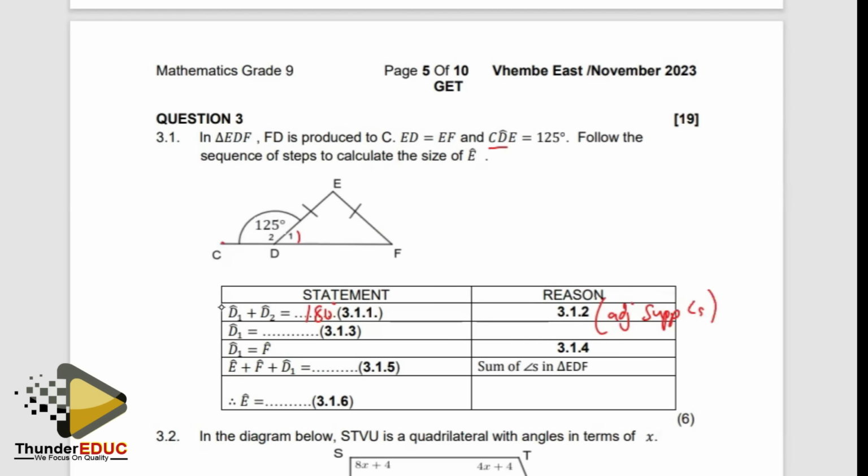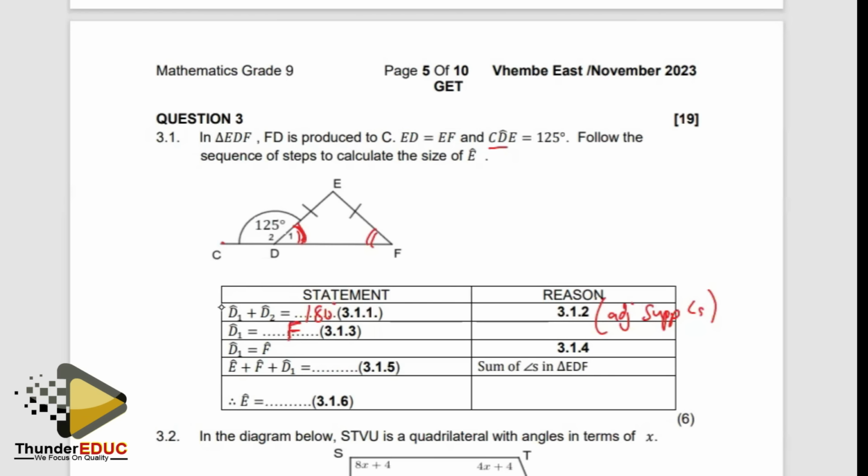Then we are seeing that D1 has to be the same as F. Okay. Remember, they told us this is equal to this. So this is an isosceles triangle. And the reason is going to be, do we need the reason?